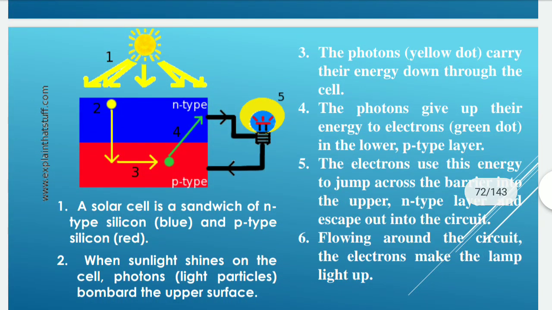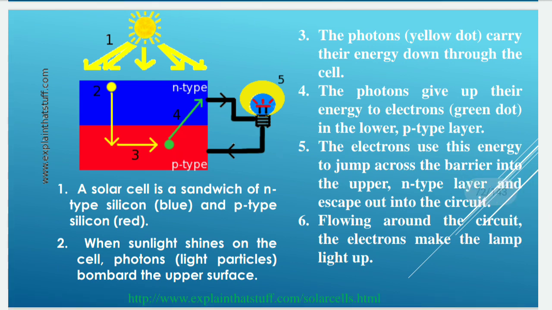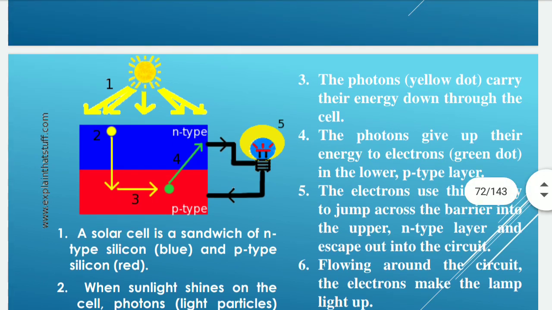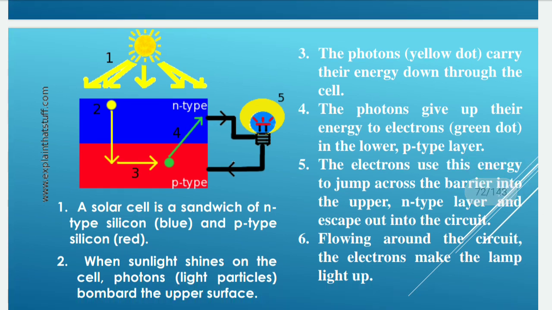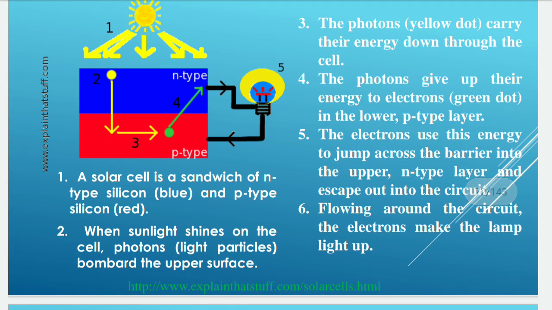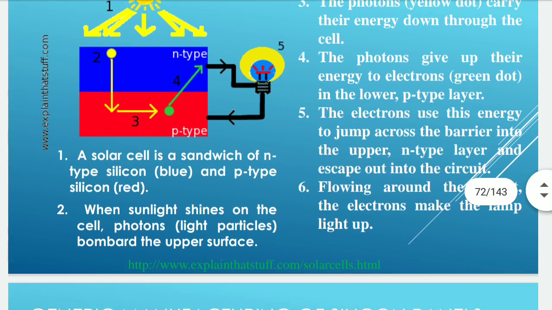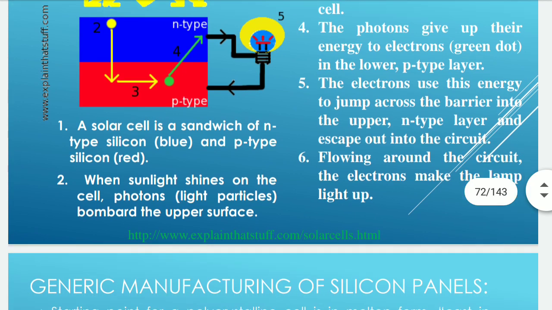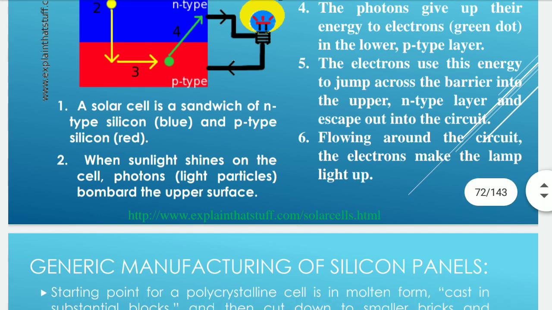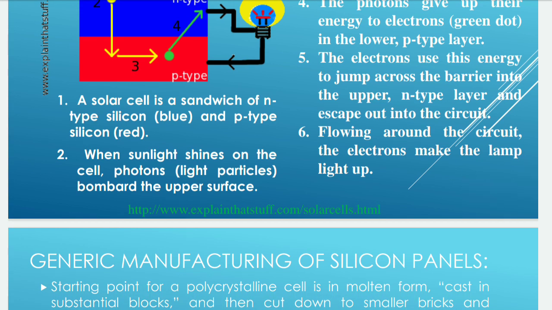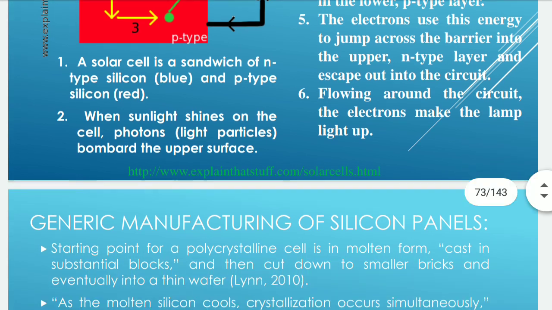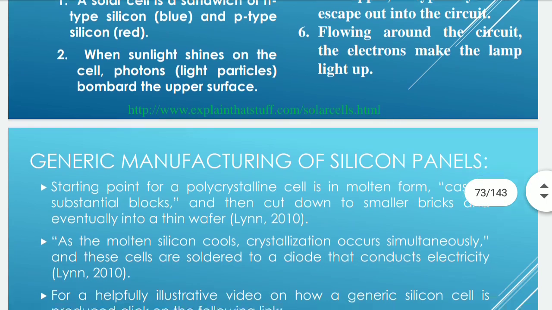Now the sun, and then this is the n-type, p-type, and then light glow. A solar cell is a sandwich of n-type silicon (blue) and p-type silicon (red). When sunlight shines on the cell, photons, like particles, bombard the upper surface. The photons (yellow dots) carry their energy down through the cell. The photons give up their energy to electrons (green dots) in the lower p-type layer. The electron uses the energy to jump across the barrier into the upper n-type layer and escape out into the circuit. Flowing around the circuit, the electrons make the lamp light up.